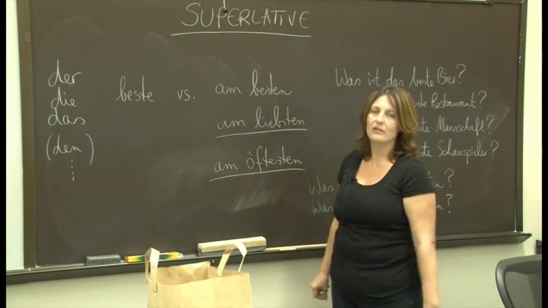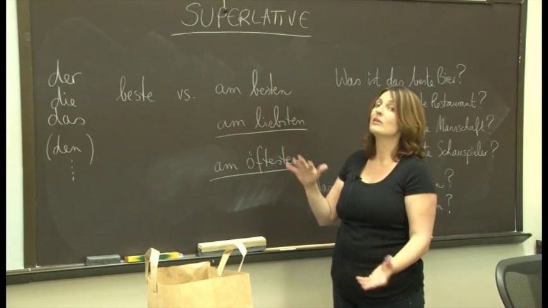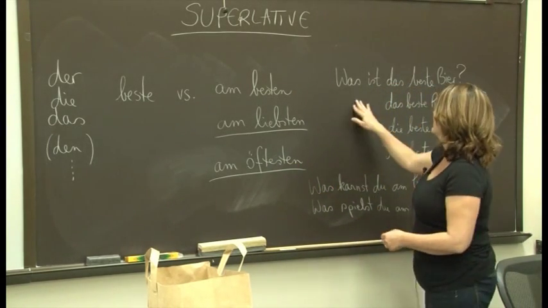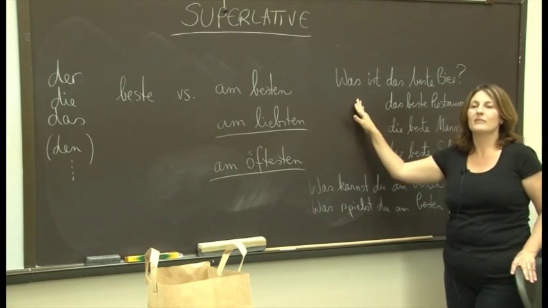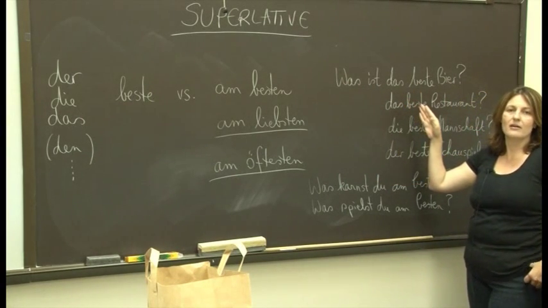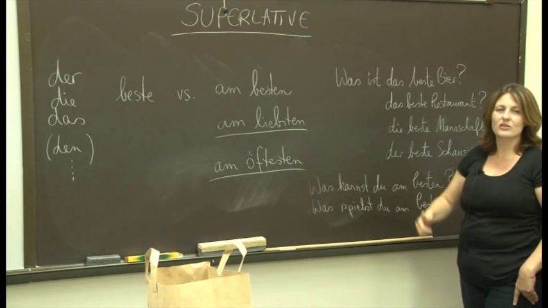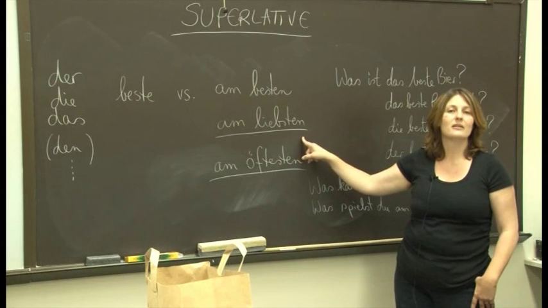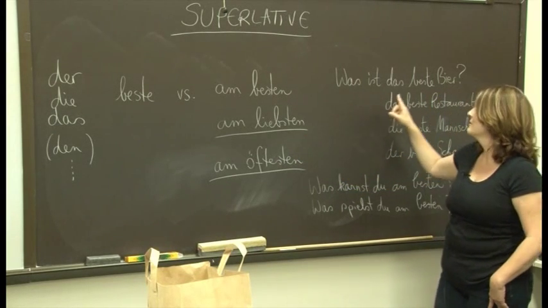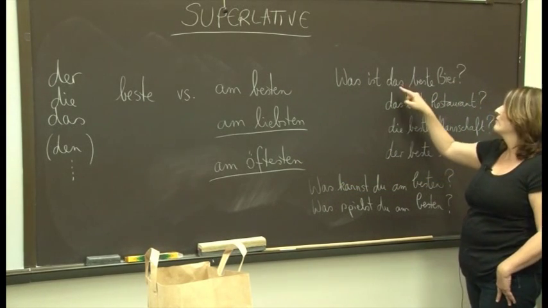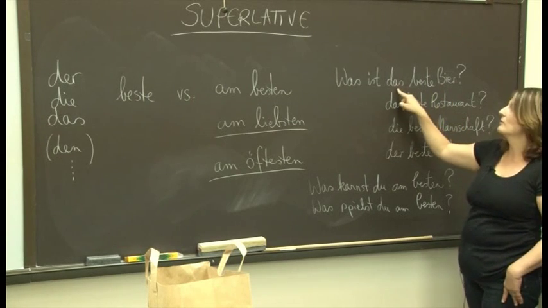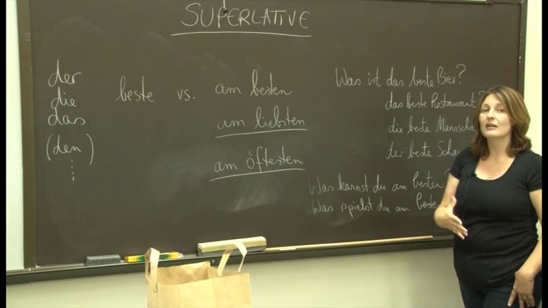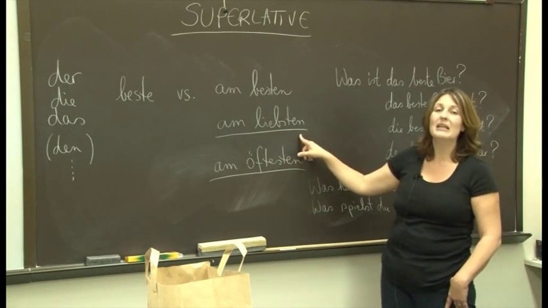Most of ours are adjectives, though, and can be used as adjectives or adverbs. So take a look at these examples here. Was ist das beste Bier? Das beste Bier. Ja? Das beste Bier ist deutsches Bier natürlich. Ja? Was trinkst du am liebsten? Ja? Was ist das beste Bier? Referring to beer. So we have to use the adjective das Beste, but then referring to trinken, was trinkst du am liebsten?